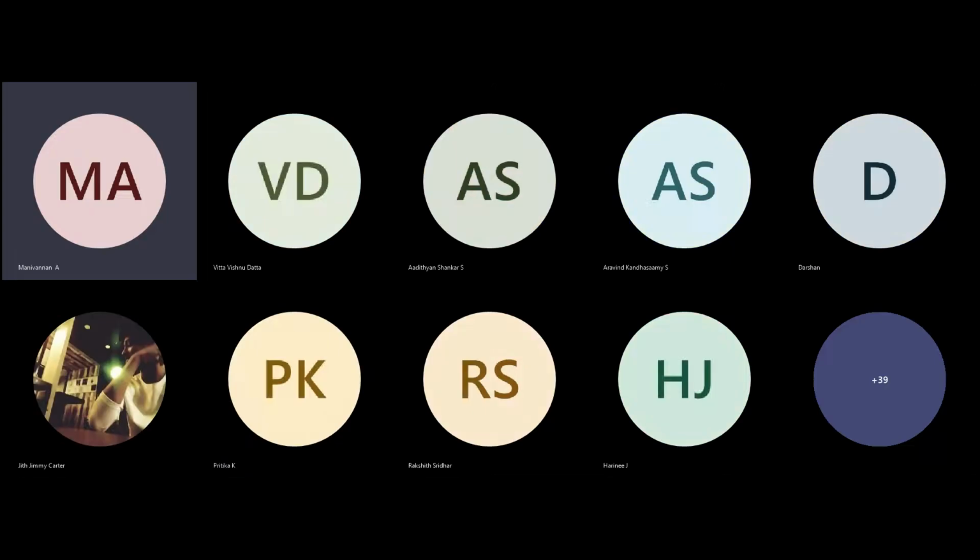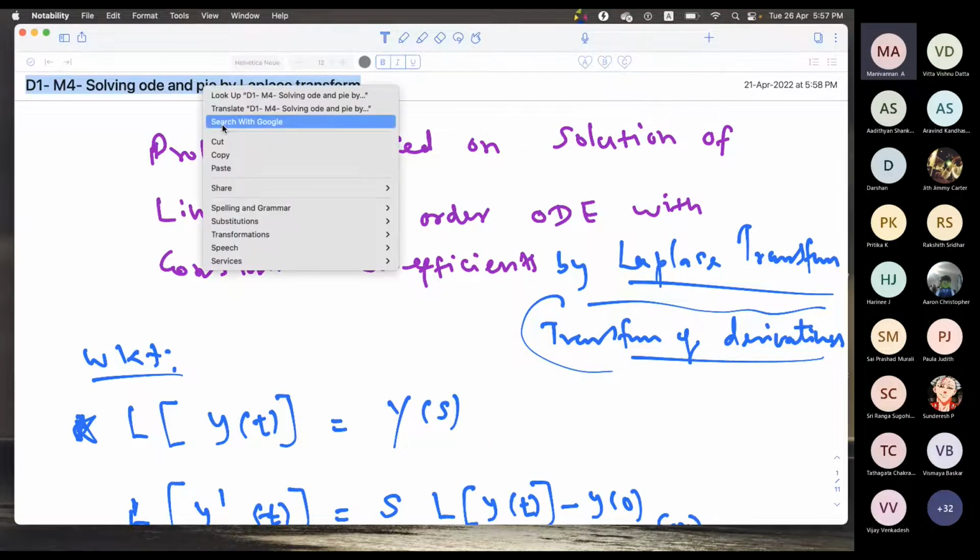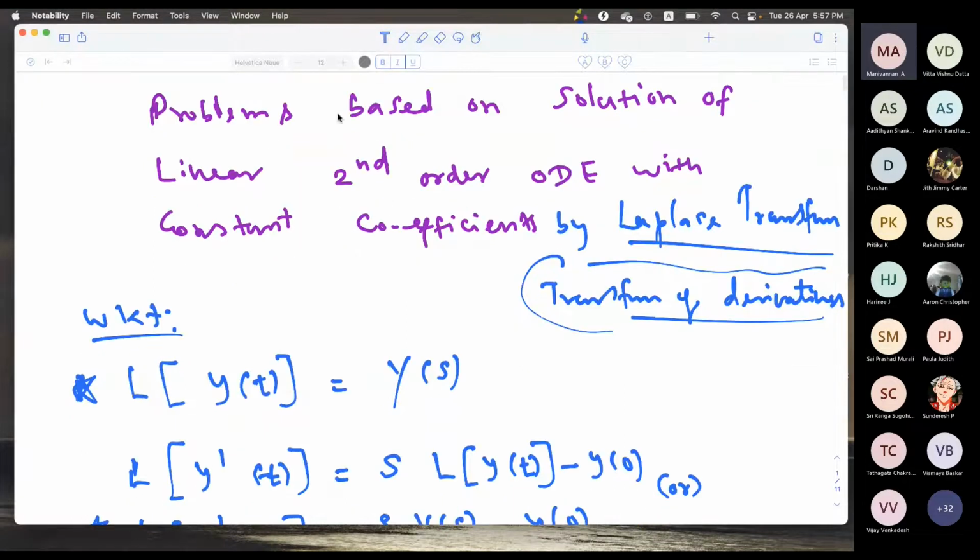Differential equations. Okay, and this is PDE. I will change this one. I have to change it. Rename the letter, I will do it. Okay, PDE by Laplace transforms.